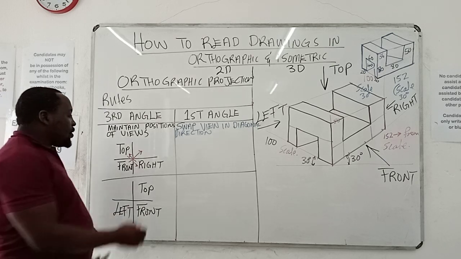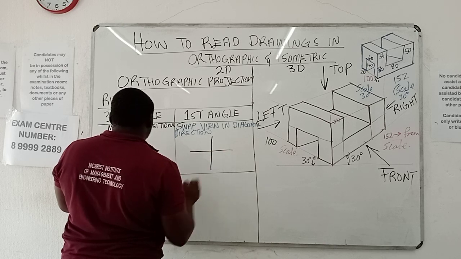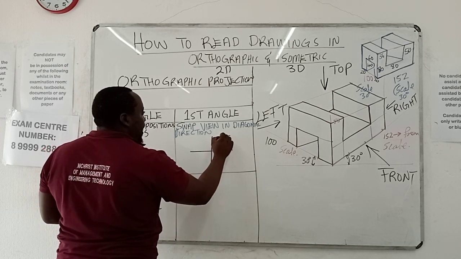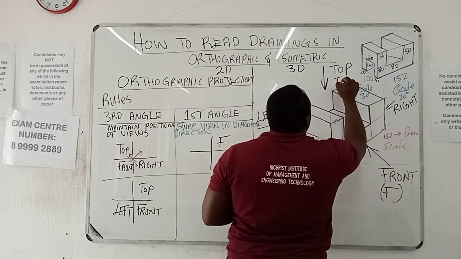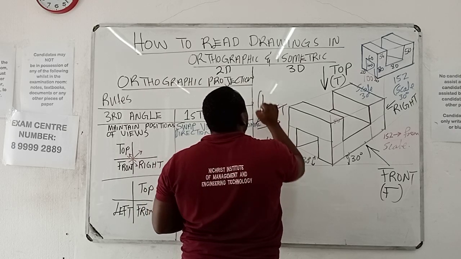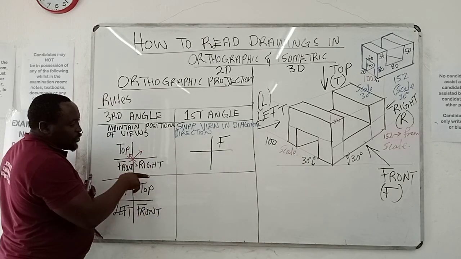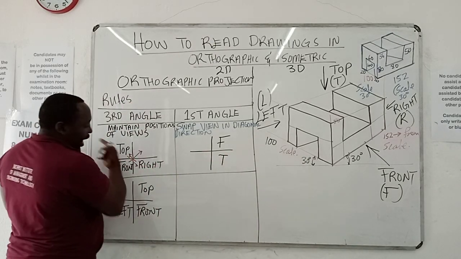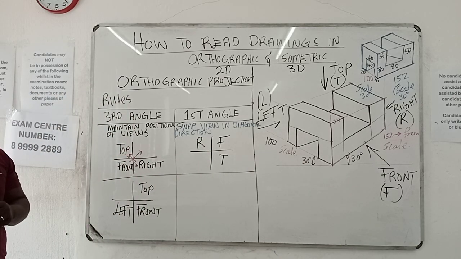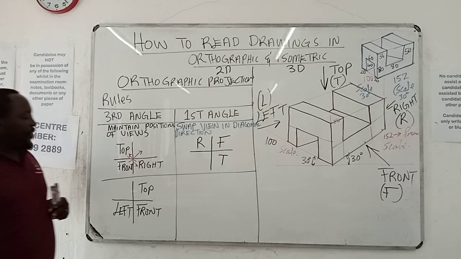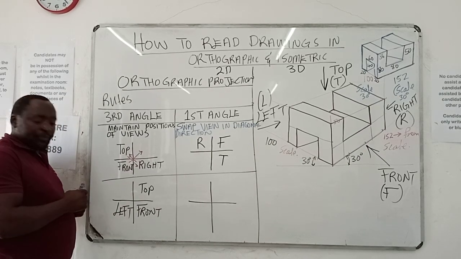So, when I come here, I'll take the front to be there. Front. This is top. Left. Right. So front will be there. Top is going down. Top. Right is going up. Right. That's all. Then you come here. You do the same.